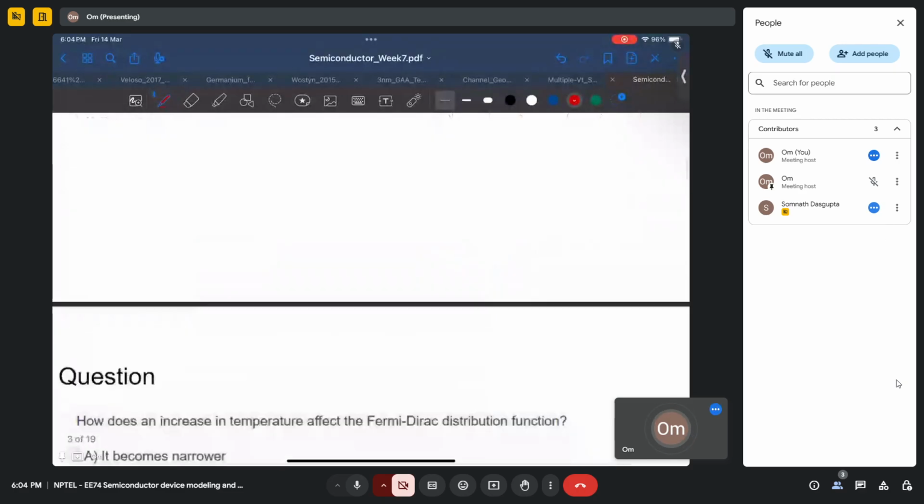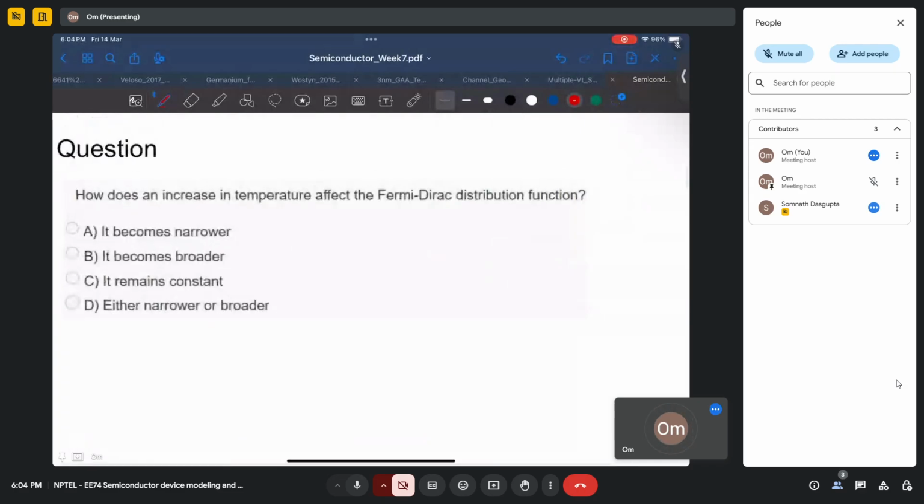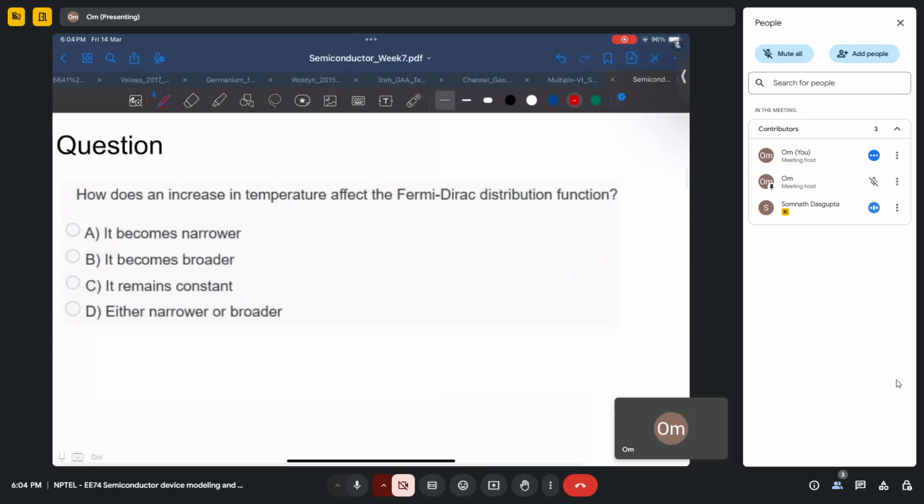See the next question. How does an increase in temperature affect the Fermi-Dirac distribution function?